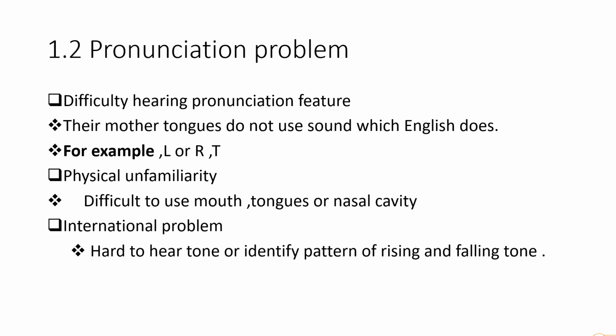So what will happen when we have pronunciation problems? The first point is that it is difficult to hear pronunciation features. When we produce sounds the wrong way, it is hard for us to hear the pronunciation feature. This is because our mother tongue does not use the sounds that English does, for example the letter L or T. Some speakers find it hard to pronounce. For example, I always hear some Indian speakers say T as two. He always said two.